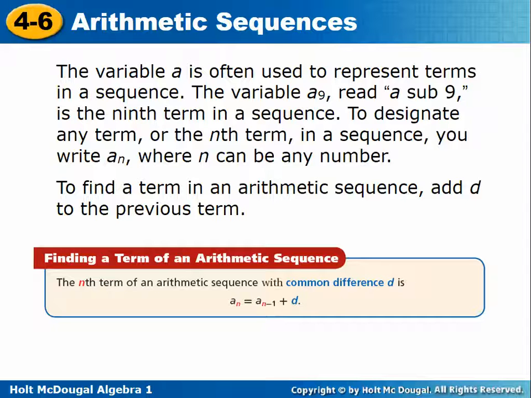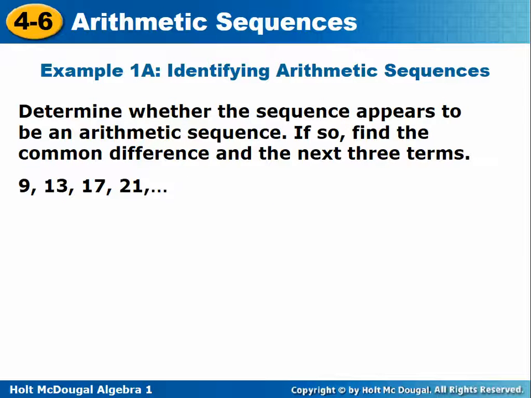So if we want to find the nth term of an arithmetic sequence with a common difference d, we could do that by taking the term before it, which would be a sub n minus 1, plus the common difference. Let's look at some examples to see what we mean by this.